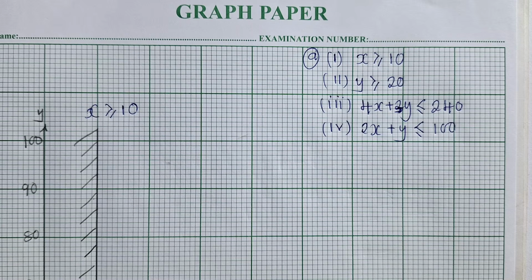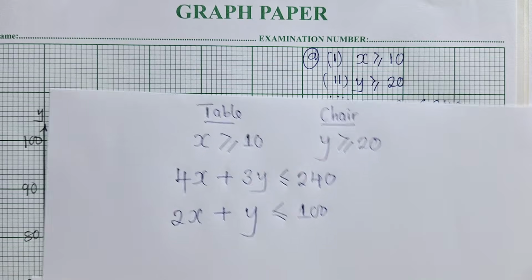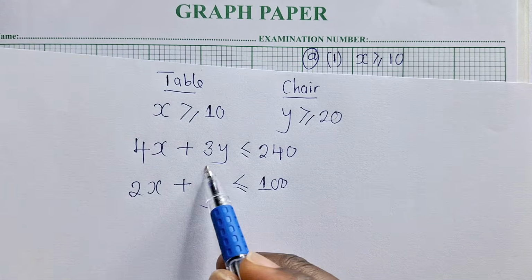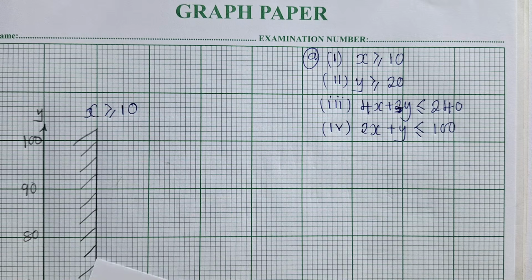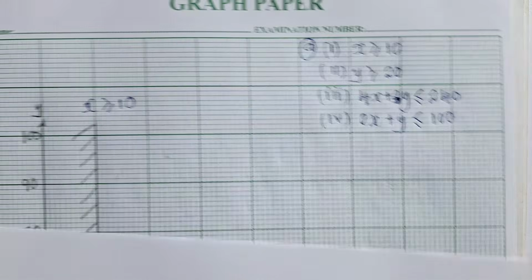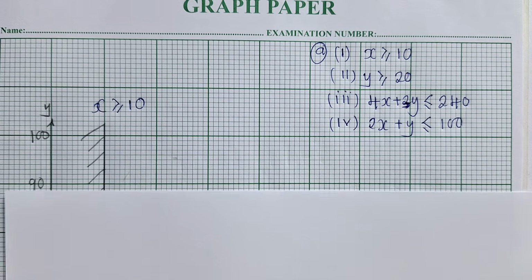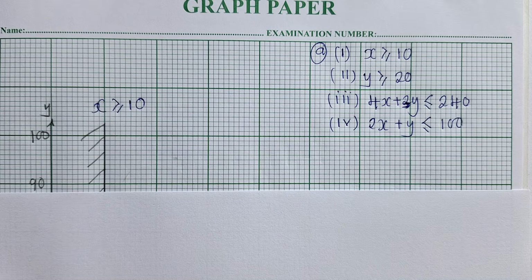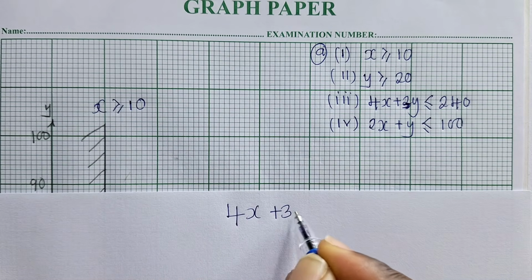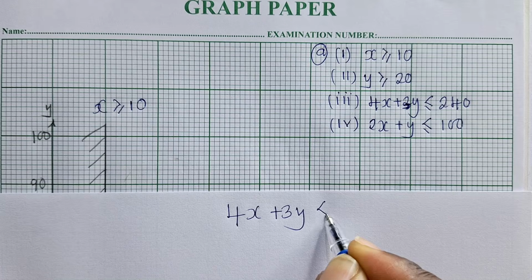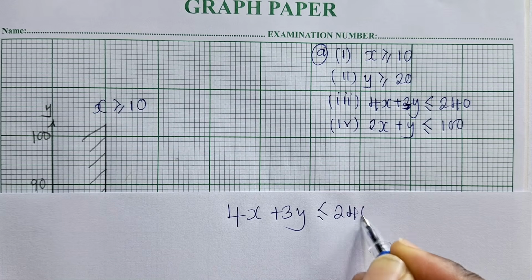So now we can graph that equation. If you can see when writing here, it was a 3. So we're supposed to have a 3 here. I think I made a mistake when writing. So here, we're going to say we want to graph 4x plus 3y is less or equal to 240.